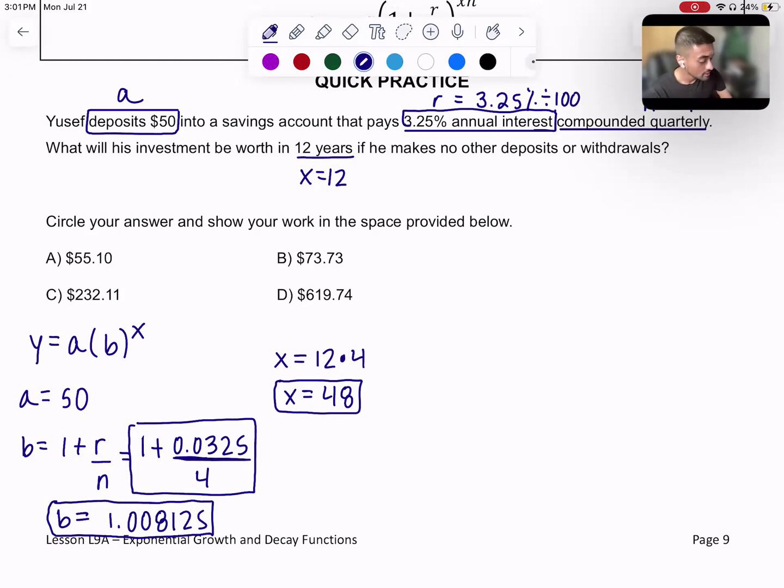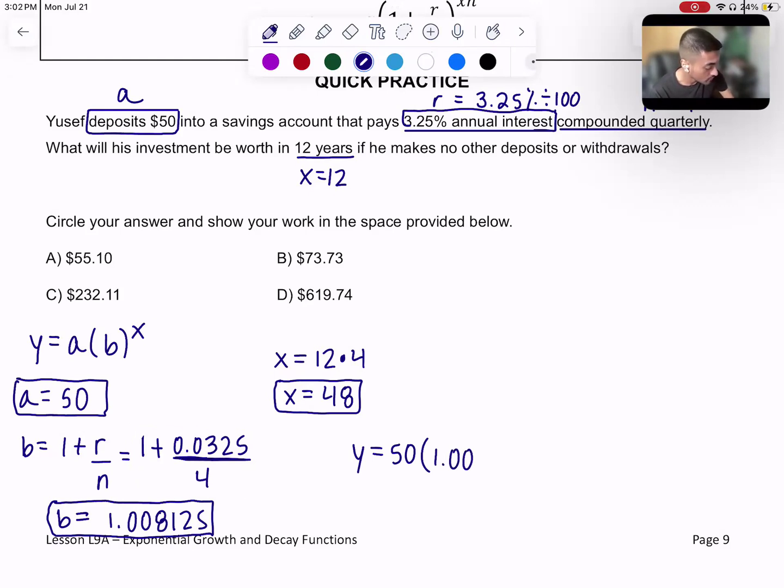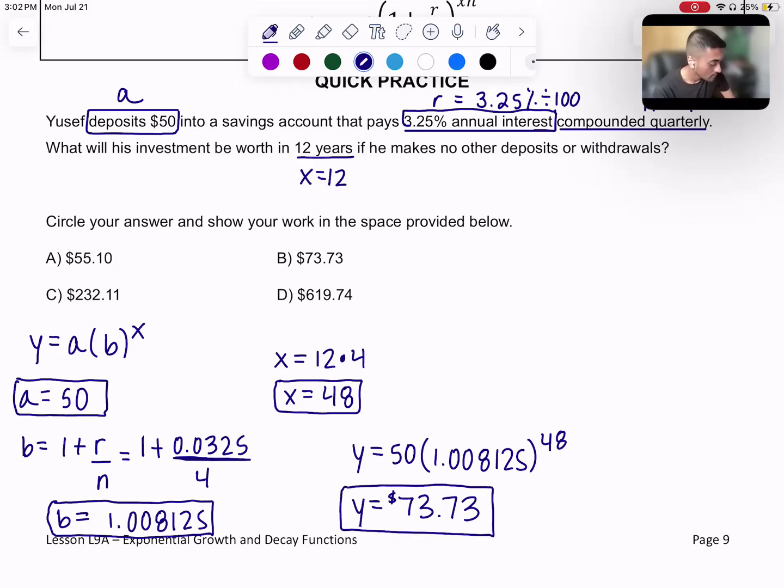When we put the B value, the A value, and the X value into our equation, we have Y equals 50 times 1.008125 to the power of 48, which rounds to about 73.73. Choice B.